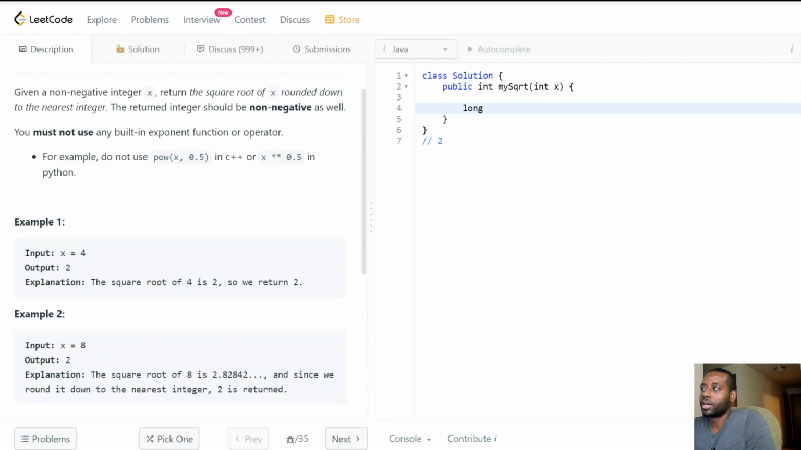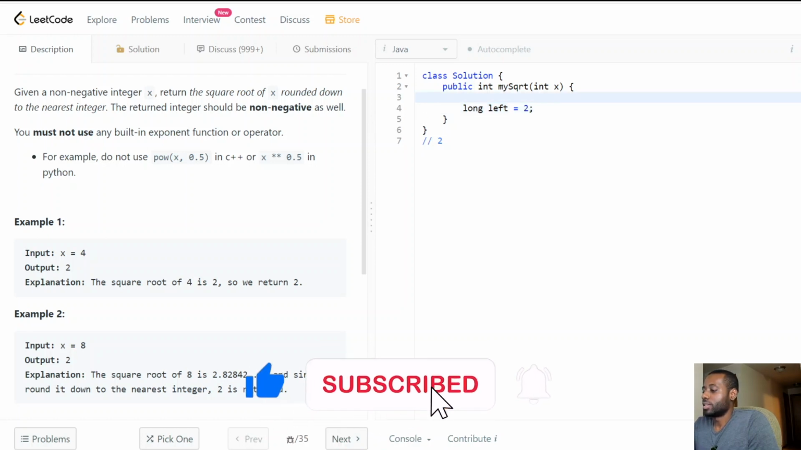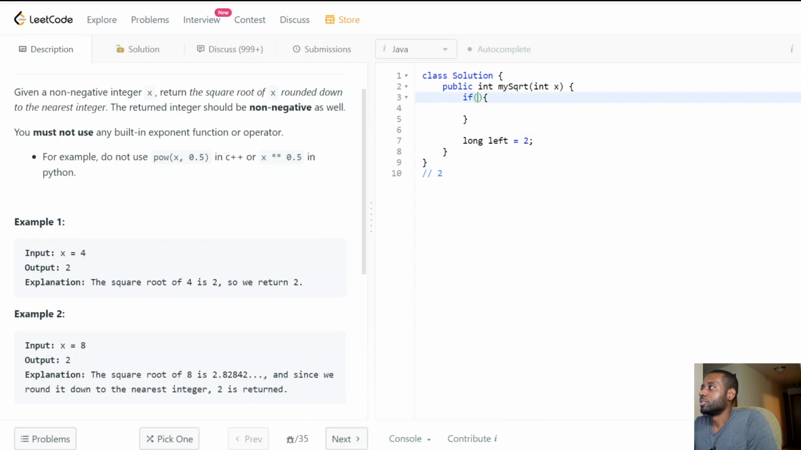So what we're going to do, guys, is set our boundary, right? And we said our boundary is going to be from 2, right? So before we even get into that, let's quickly do this check for numbers less than 2. So if x is less than 2, we can return that number. And yeah, so the left boundary is 2, right?